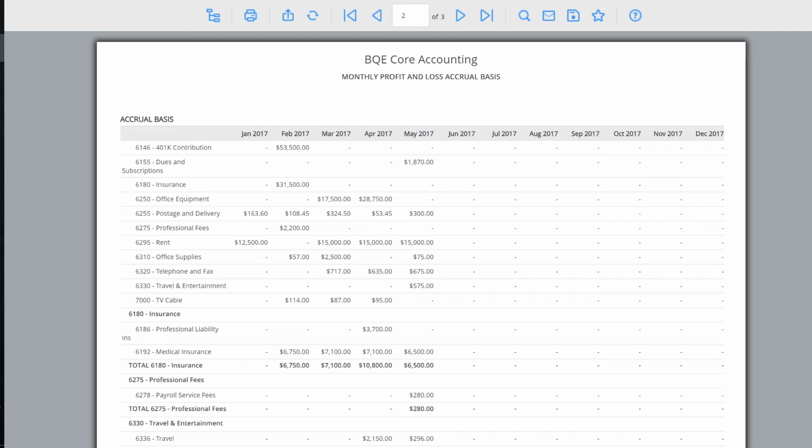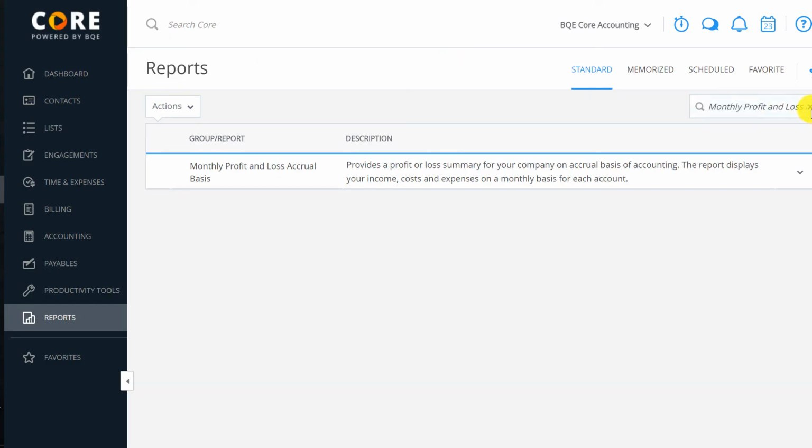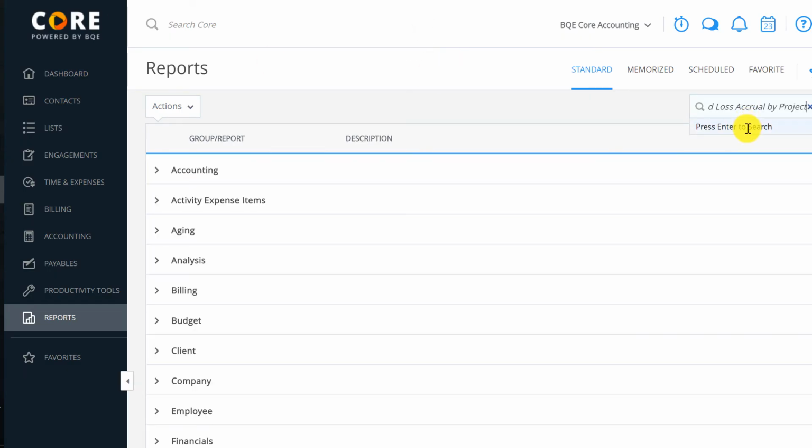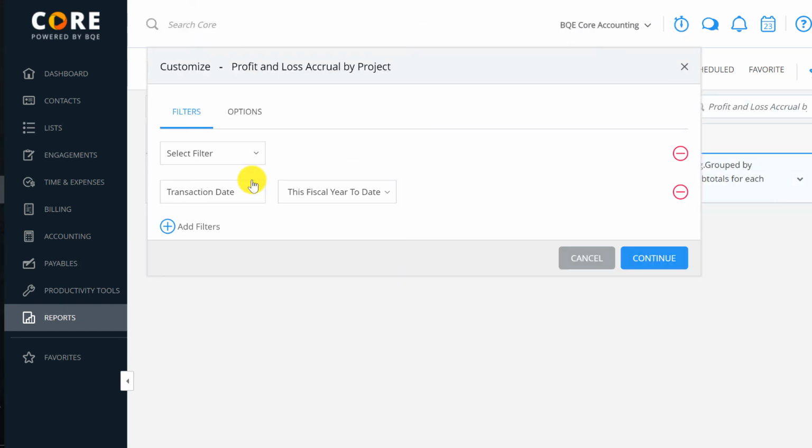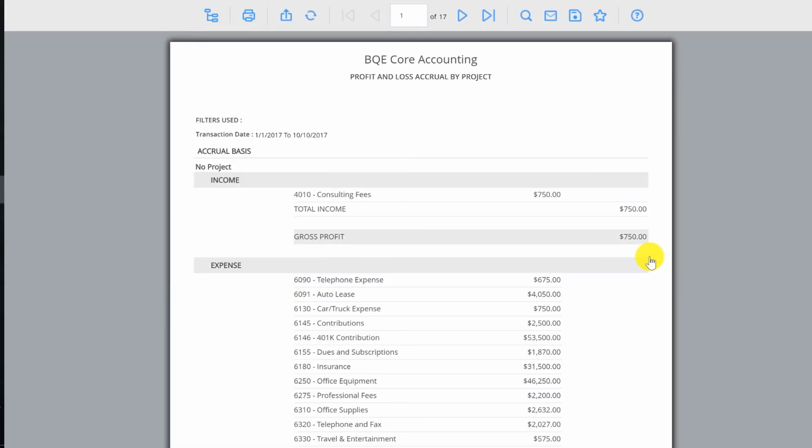Last and certainly not least, we're going to look at the profit and loss accrual by project. So let's go here, and again we'll X out the search, paste that in, press enter, and there it is, the profit and loss accrual by project. Now here what we're doing is in the first two analyses we looked at firm-wide how we were doing, both by comparing last year to this year and then by comparing month over month for the current year. Here what we're doing is now we're looking at it project by project.